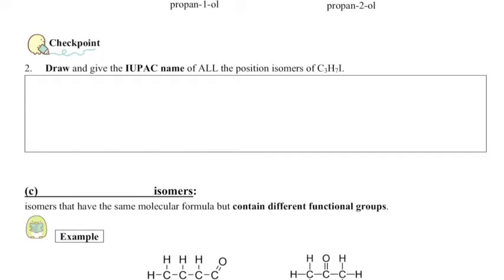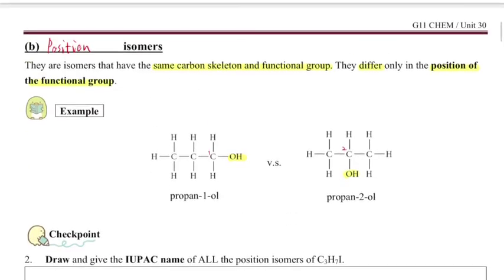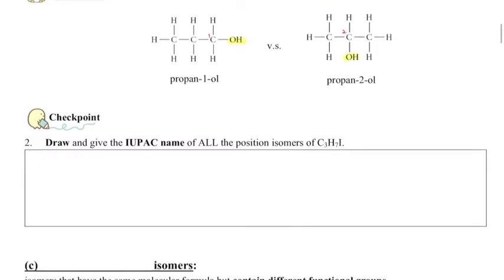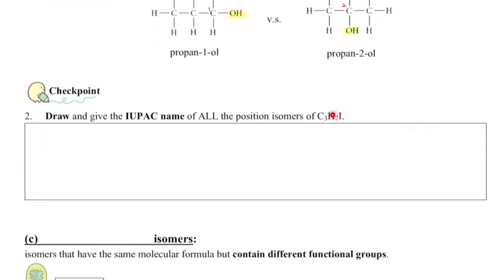Draw and give the IUPAC name of all the position isomers of C3H7I. Okay, so let's draw the carbon skeleton. Remember, they need to have the same carbon skeleton and same functional group. So here we have one iodine attached to this molecule, so it will be a haloalkane.